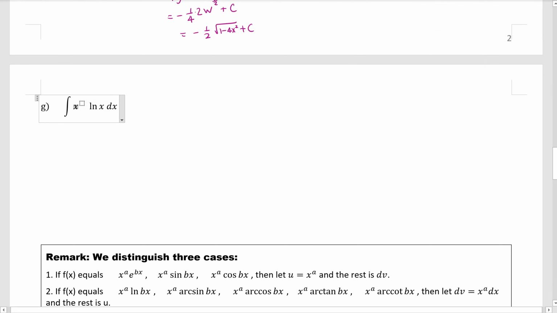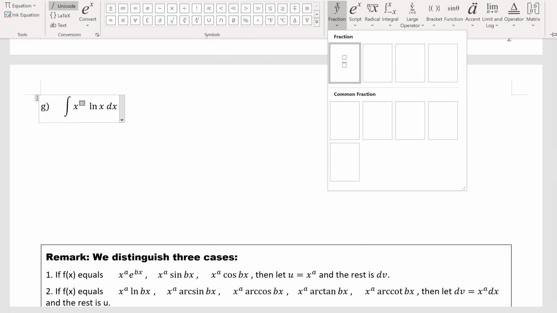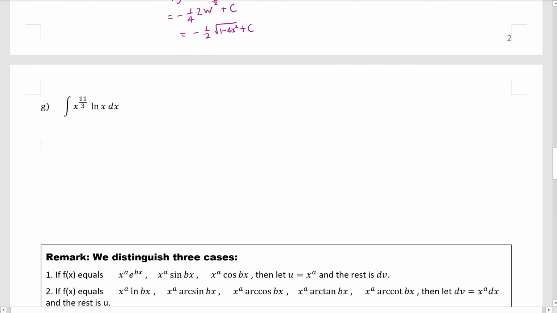Okay, how about let's change the power to 11 over 3. Alright, let's make it more interesting. So, right now, what do we do? Even though we let u be the power function, the degree will decrease by 1.